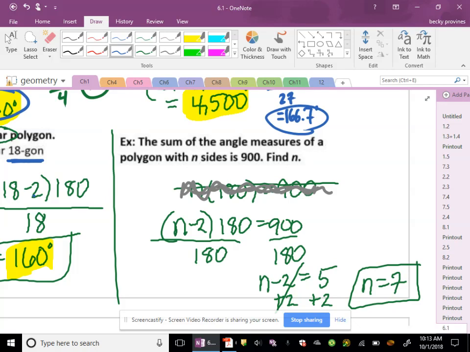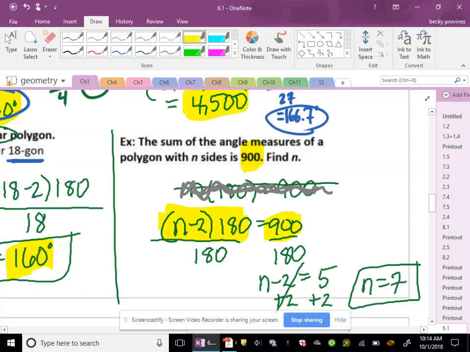Okay, so the sum of the angle measures of a polygon with n sides is 900. Find n, which is the number of sides. Okay, so what am I doing here? I just wrote the basic equation. The number of sides, and you subtract 2, and you times it by 180, and then it equals the 900. And I get the 900 straight from the question.